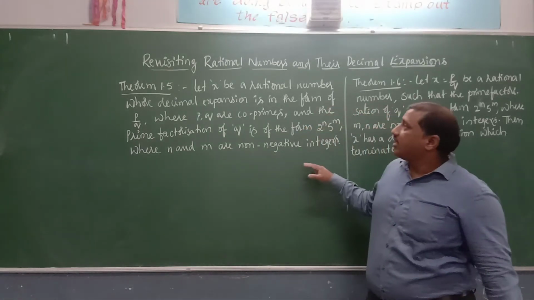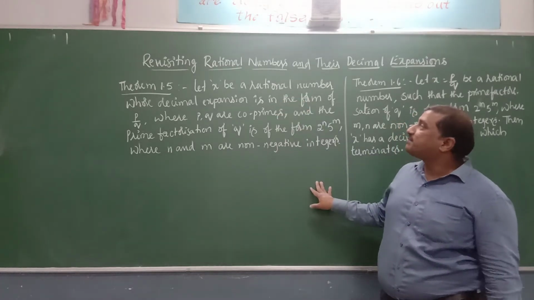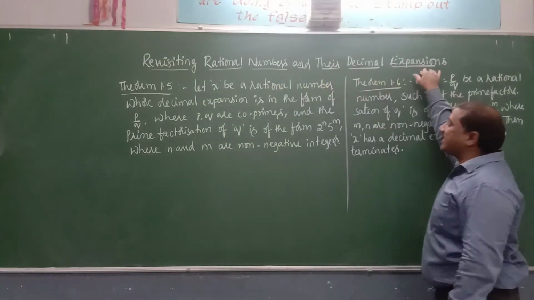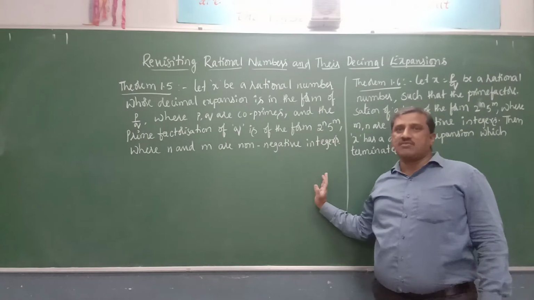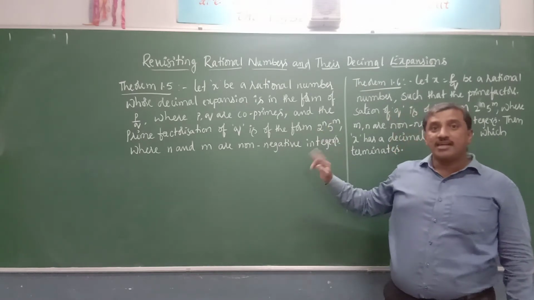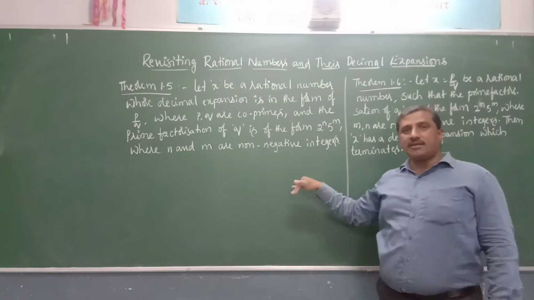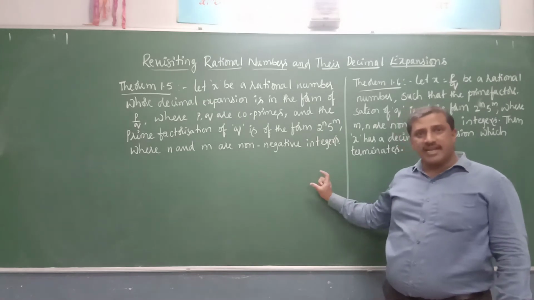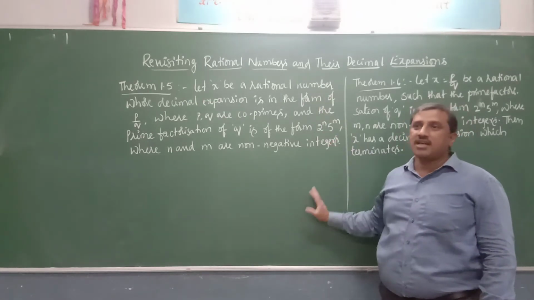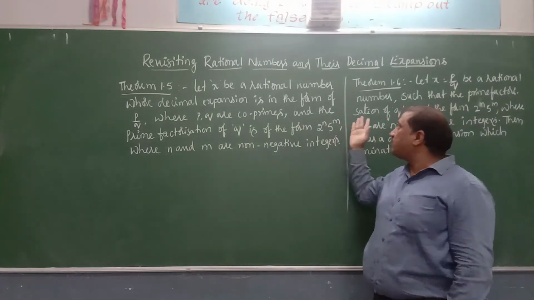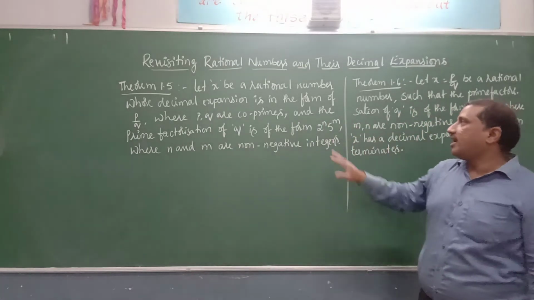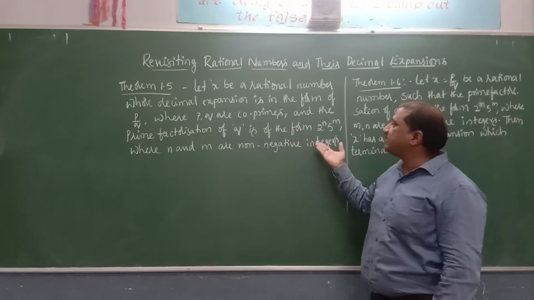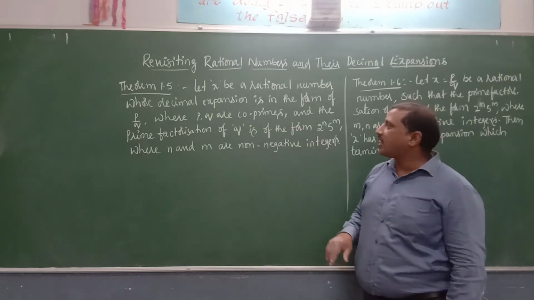Now, Theorem 1.5: let x be a rational number. Our topic here is revisiting rational numbers and their decimal expansions. I have explained already that the decimal expansions of rational numbers are terminating decimals, and non-terminating decimals, in which repeating decimals are there. So terminating decimals and non-terminating repeating decimals are rational numbers. Now we are going to discuss their properties in the form of theorems. Theorem 1.5: let x be a rational number whose decimal expansion is in the form of p by q, where p, q are co-primes.